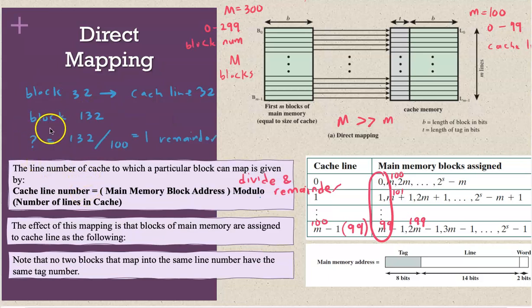Here I've written the equation. We are looking for the cache line number, and this is our block memory address 132, and then we divide it by the number of lines in the cache, which is 100. This is your small m. So the answer is 1 remainder 32. This is what you remain with. Therefore, block 132 is going to be mapped at cache line 32.